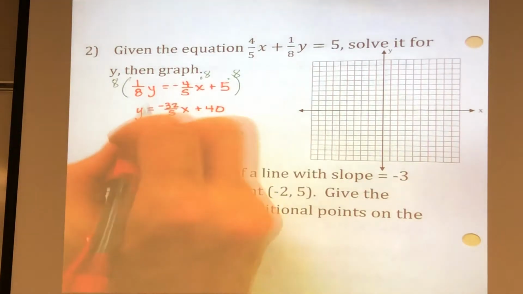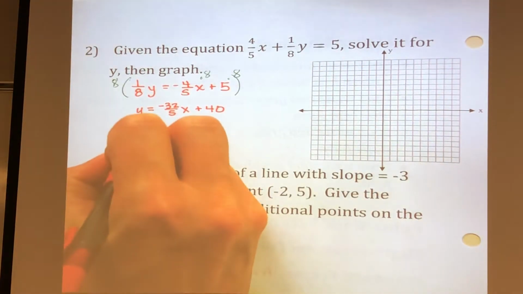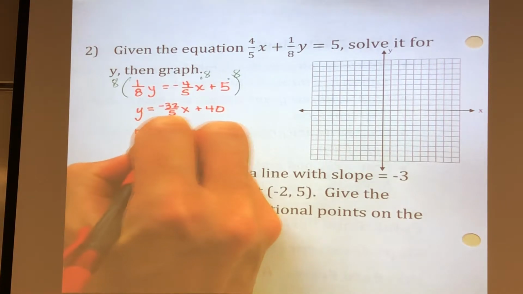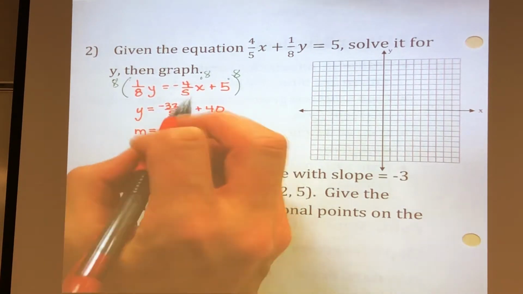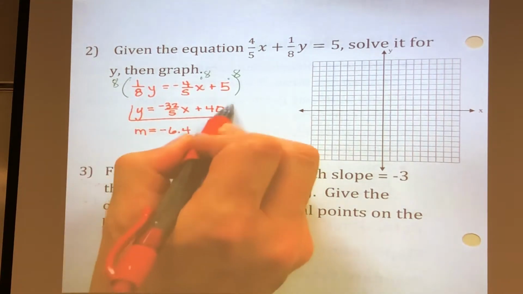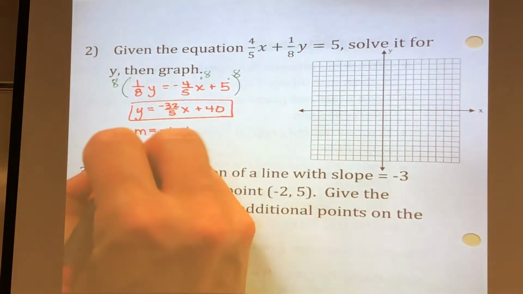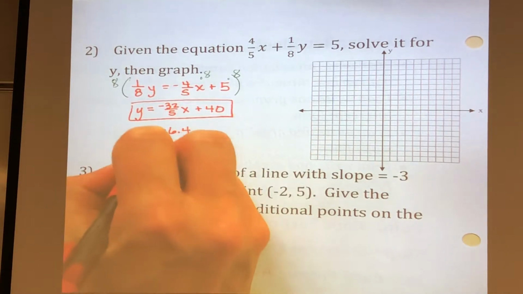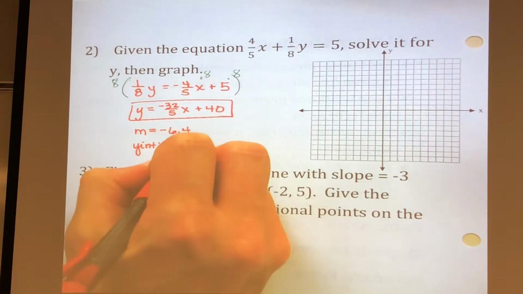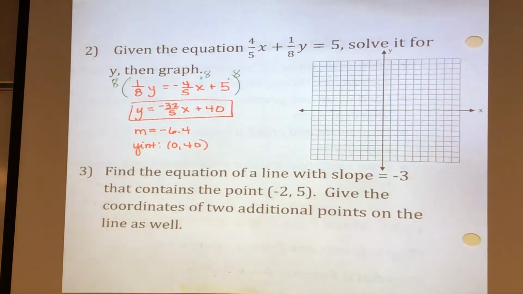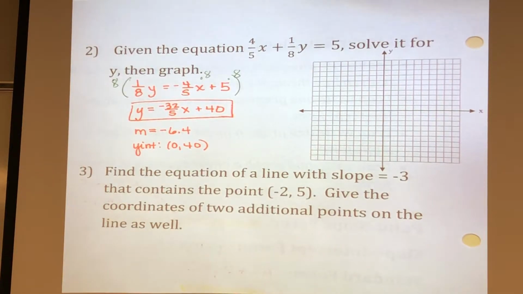And some of you probably changed that to a decimal. Our slope is negative 6.4. Now that it's in slope-intercept form, it's easy to identify the y-intercept as 40. So it says solve for y and then graph it. Well, obviously if we need to graph 40, we're going to have to do some adjusting to our scale.